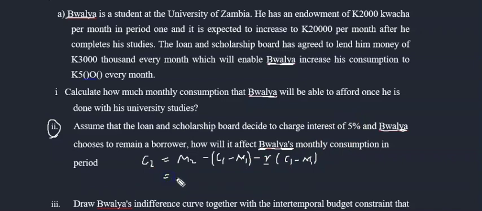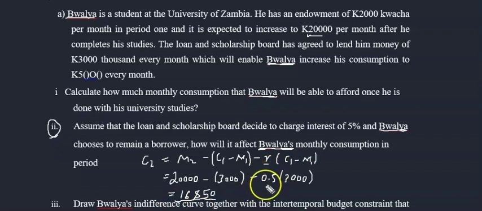So we have 20,000 in period 2 as his income, and he is able to pay back 3,000 and minus some interest, which will be the interest rate applied to the 3,000, the amount he is paying back. Notice that when we calculate this, we'll end up with 16,850. So this is what we'll be getting with the interest in period 2. Let's go to our last question.